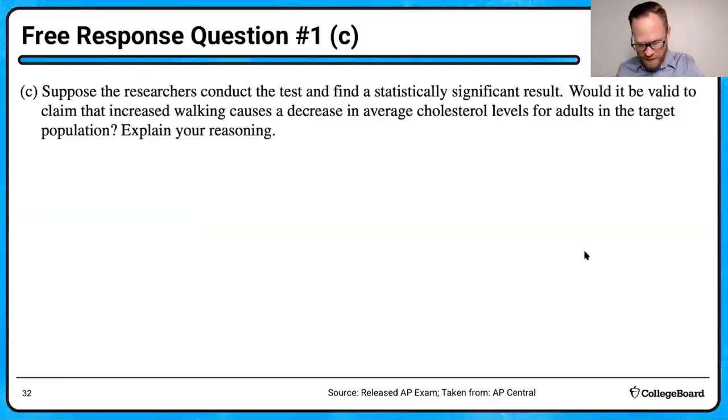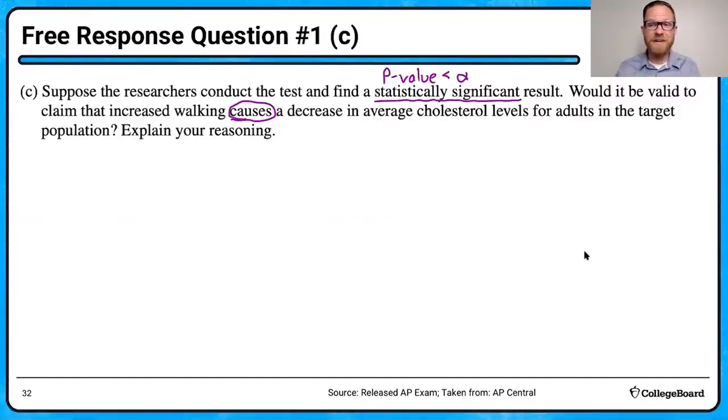Okay, a couple of important ideas that I see here. First of all, the idea that we have a statistically significant result. Now that means if we did a significance test, we would have gotten a p-value that was less than our alpha level of significance. So that means something's going on here, right? We have a statistically significant result. But as I read through the rest of the question, I think I've identified the most important word here, and that is the word causes. We are trying to decide if we can say that increasing walking causes a decrease in average cholesterol levels.